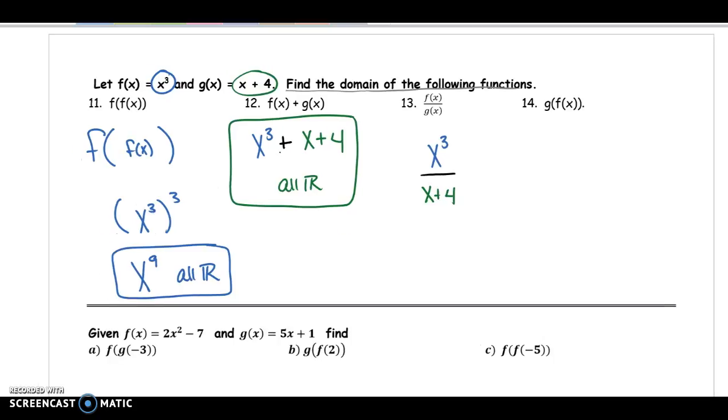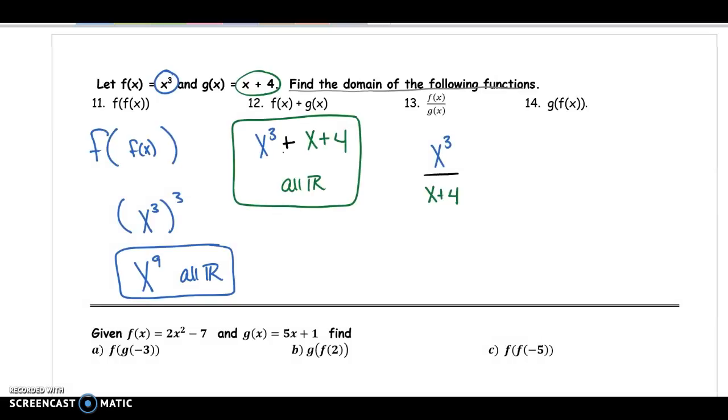But we do need to think about a domain restriction. If our denominator is x plus 4, what x value would make that denominator equal 0? Negative 4. So we have to say x cannot equal negative 4. So in this new function, you are restricted to all x values that are not negative 4.